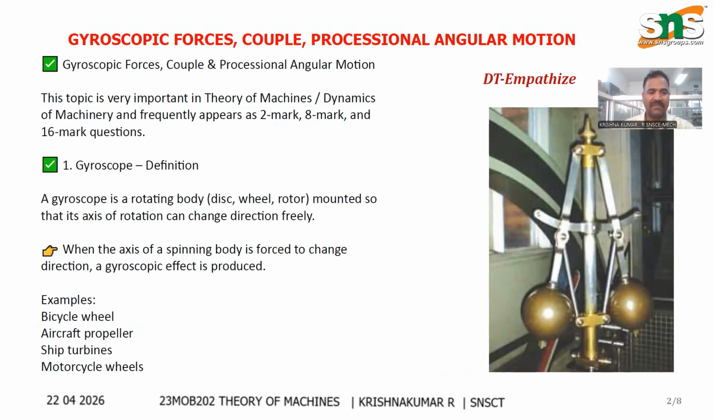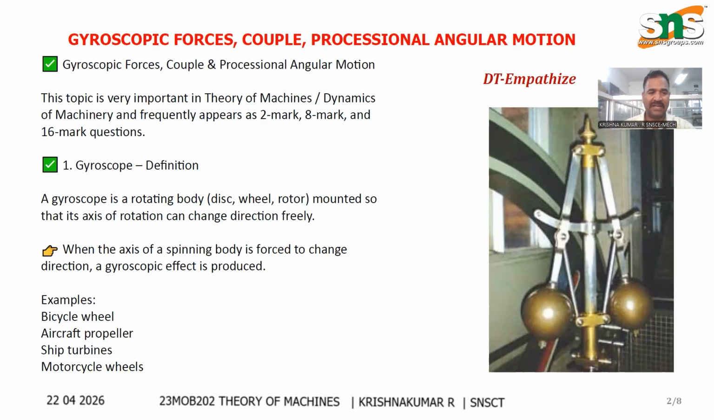Gyroscopic effects are a fundamental concept in engineering mechanics, especially in areas like machine dynamics, aerospace, marine engineering, and robotics. These phenomena arise due to the rotation of bodies and play a critical role in the stability and control of moving systems such as vehicles, turbines, and aircraft. The concepts of gyroscopic force, gyroscopic couple, and precessional angular motion are closely interrelated and are best understood together.